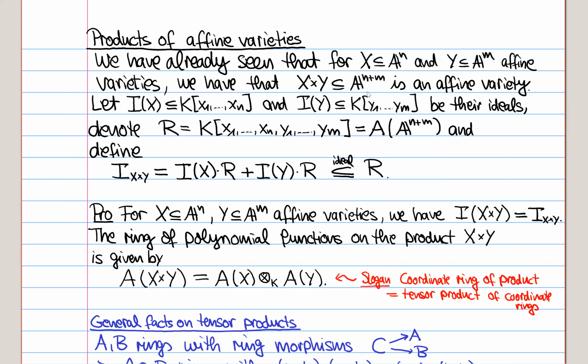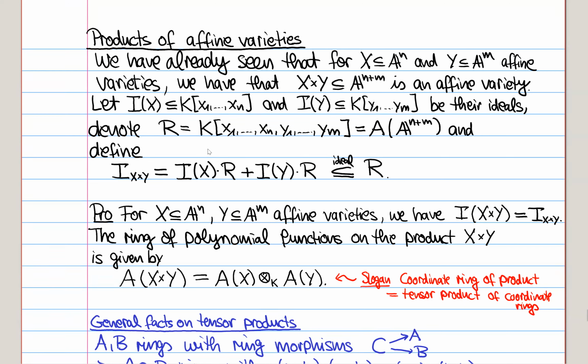And today we want to make this a bit more precise, not just write down some set of equations which cuts out the product, but actually show that essentially the equations which I described are all the equations on this ambient space vanishing here. So to make this precise, let's say that I_X inside the coordinate ring in n variables is the ideal of X, and I_Y in these m variables is the ideal of Y.